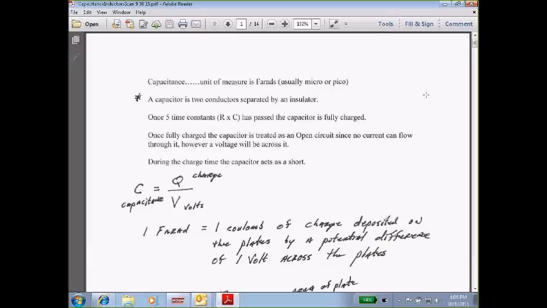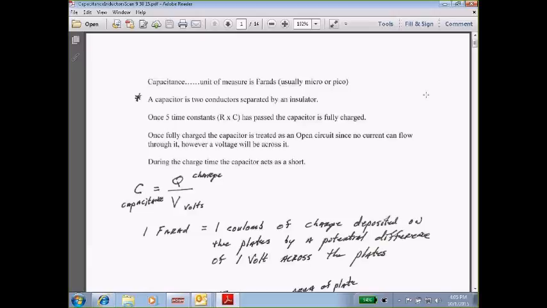Now, that being said, how much current could flow through a capacitor? Well, obviously it would be zero, because if it is two conductors separated by an insulator, there is no current path between the two conductors. That is true once the capacitor is fully charged. So once the capacitor is fully charged, as far as being in a circuit to analyze the circuit, it's considered an open circuit since no current can flow through it. However, a voltage will be developed across it.